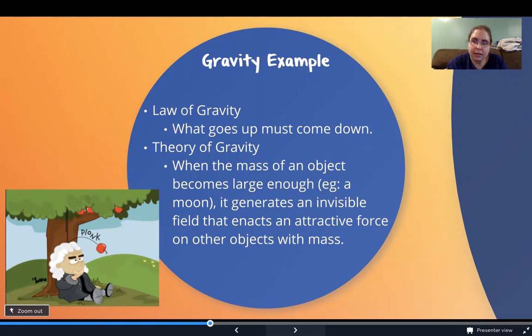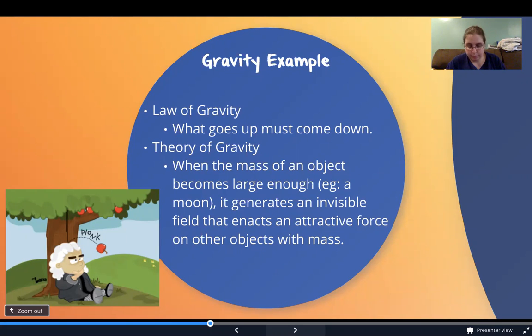Because when the mass of an object becomes large enough, such as the moon or a planet, it generates this invisible field around it that creates an attractive force to other objects that also have mass. The Earth is a large body. It has a really, really large mass, and that large mass allows it to generate this invisible field around it. When another object with mass enters that field, then the attractive force of the field pulls it down to the Earth's surface.